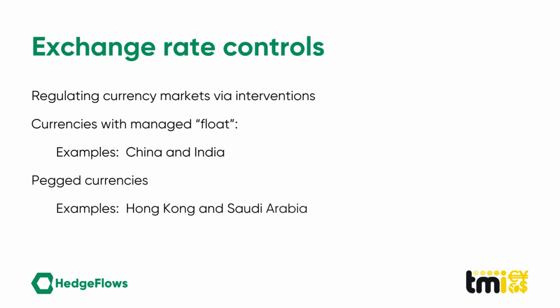Pegged currencies such as the Hong Kong dollar or Saudi rial have their currencies trading at fixed exchange rates to another currency, usually the US dollar. Other currencies may have a crawling peg, where the exchange rate gradually changes.